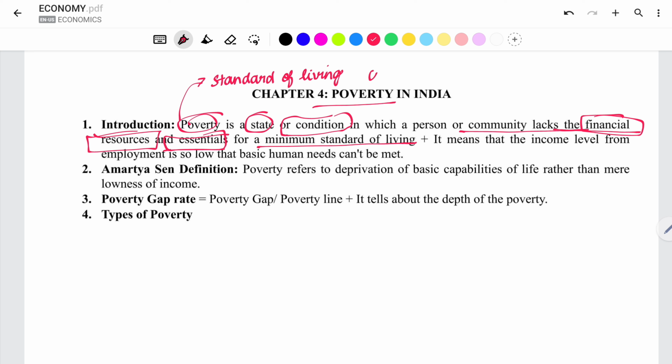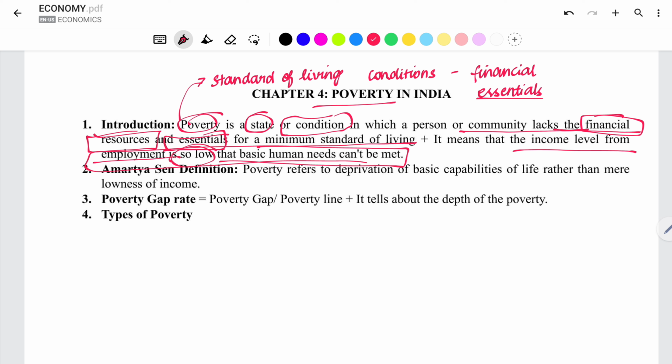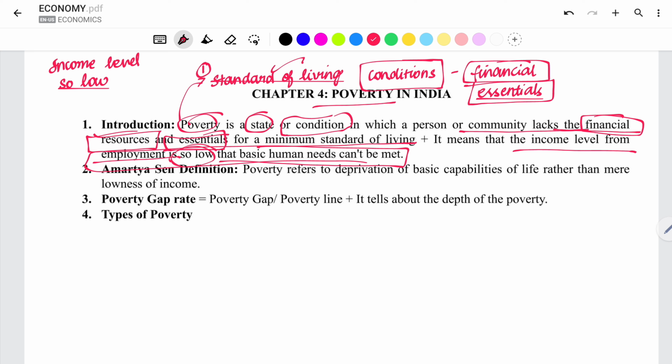He is lacking the conditions essential for the standard of living. What are the conditions? Financial resources and essential conditions. Essentials means that the income level from employment is so low that the basic human needs cannot be met. In order to meet the standard of living, the conditions required are financial resources and essentials, but this is not fulfilled because the income level is so low.